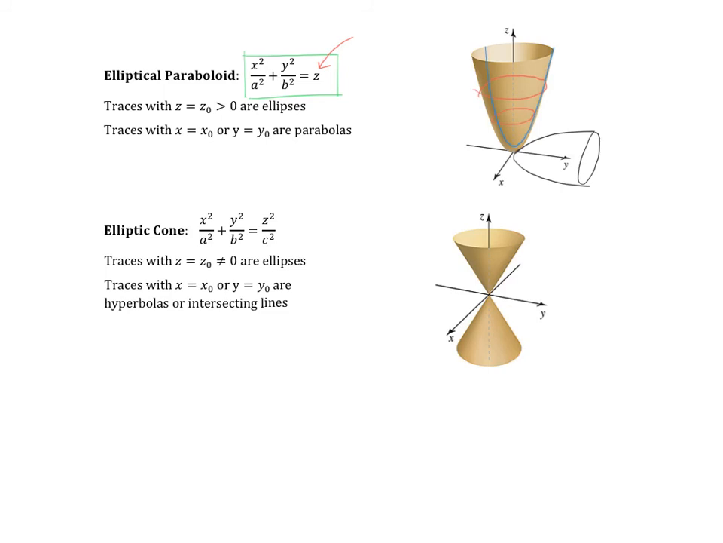In the event it was symmetrical about the y-axis, this would be x squared over a squared plus z squared over b squared equal to y. So what it's equal to is where the symmetry is, assuming the vertex is at the origin.